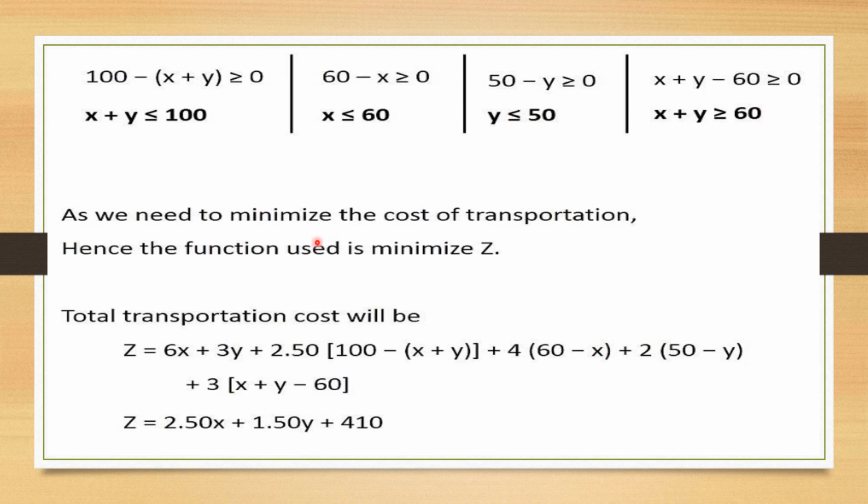Now as we need to minimize the cost of transportation, the function used is minimize z. So this is the transportation cost. What I told you is the cost into the supply: 6x plus 3y plus 2.50 into this complete, plus 4 into 60 minus x, plus 2 into 50 minus y, plus 3 into x plus y minus 60. All together when solved will give you 2.50x plus 1.50y plus 410. I know it's not difficult and I explained how it has come. You can go back to the previous figure and work it out: 6x plus 3y plus 2.50 into this plus 4 into this plus 2 into this and plus 3 into this. When all solved together, you will get z as this. Clear?